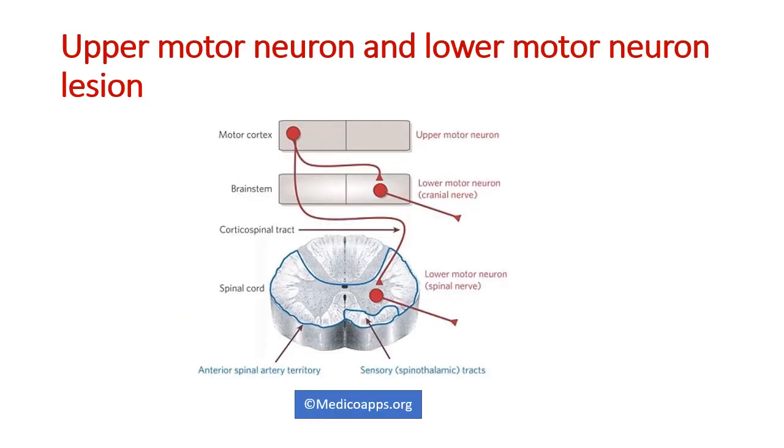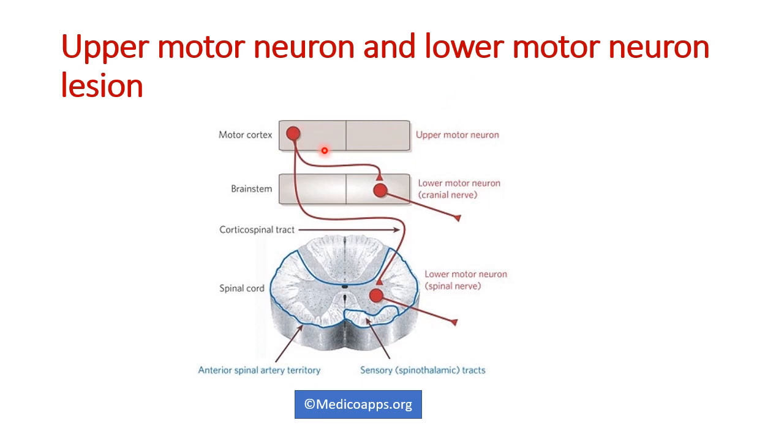Now the next topic is the upper motor neuron lesion and lower motor neuron lesion. Basically, the difference between the two, that is how the upper motor neuron lesion differs from the lower motor neuron lesion. We will be studying the upper motor neurons in subsequent lectures. First we should know what the upper motor neurons and the lower motor neurons are.